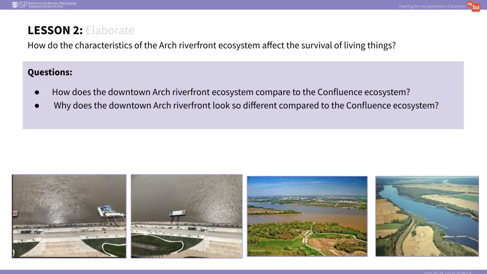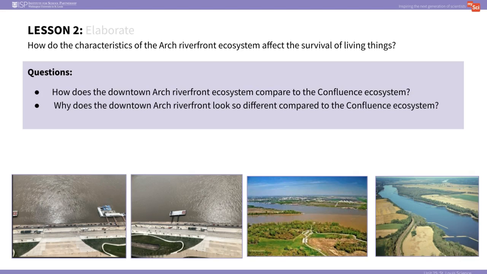In the Elaborate portion of this lesson, you'll show students this slide. This slide shows the riverfront ecosystem at the Arch, the two pictures on the left, and the riverfront ecosystem at the Confluence, the two pictures on the right. Students will talk about the differences in these riverfronts.